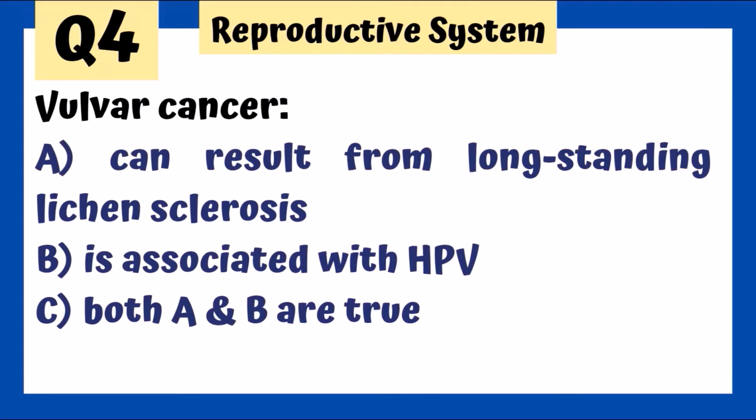Question number 4, vulvar cancer can result from long-standing lichen sclerosus? Absolutely, that's what we just said, that it could lead to squamous cell carcinoma of the vulva. Is it associated with HPV? Yes. So we're going to go with C. Both A and B are true. And these are actually the two different forms of vulvar cancer. Vulvar cancer actually has two forms.